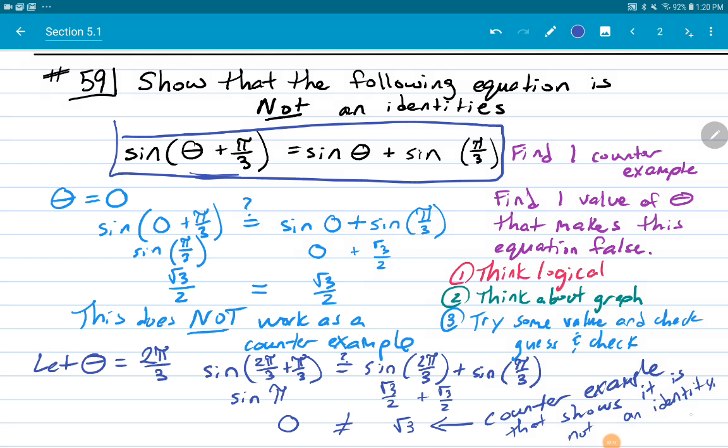So I tried one easy number, it didn't work, so I tried another one. And I was able to do it on that second try.